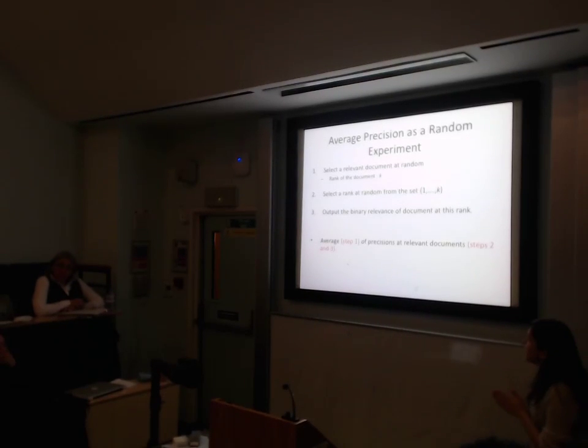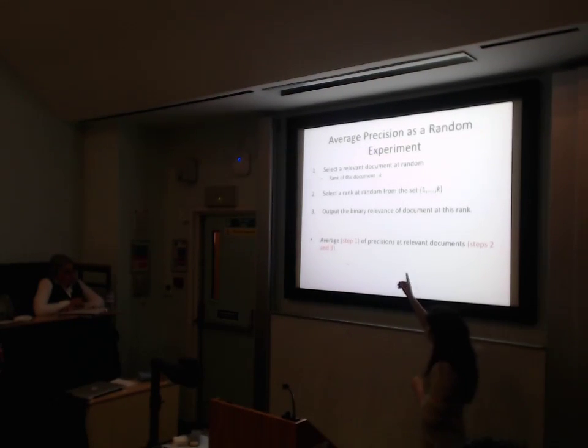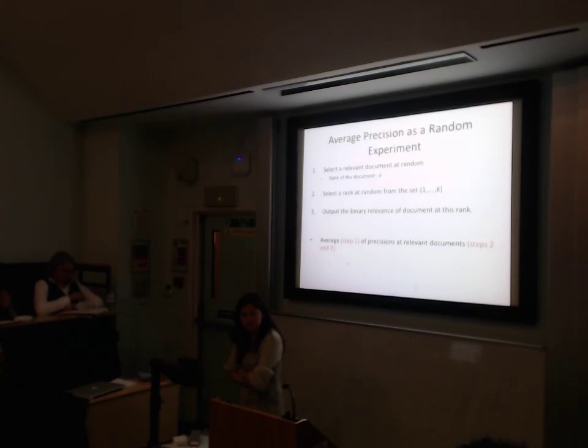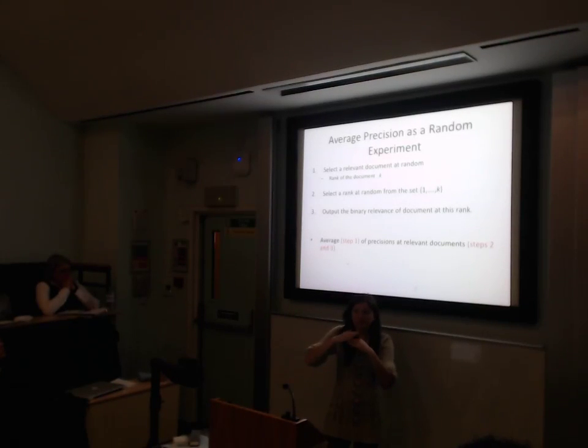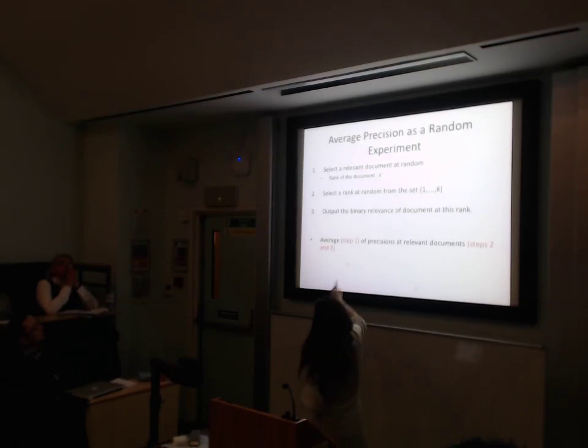So remember, average precision was the average of precision at relevant documents. I claim that average precision corresponds to this random experiment. The first step is to select a relevant document at random from our ranked list of documents. Let the rank of this document be k. Second step is to select a rank at random from the set 1 to k. So what I'm doing now is I have selected a relevant document at random from my ranked list. Now I'm selecting any document at or above the rank at which this document is retrieved. So I'm looking at all the documents retrieved above this, and randomly selecting another one. And then the third step is to output the binary relevance of the document that I have selected in the second step.